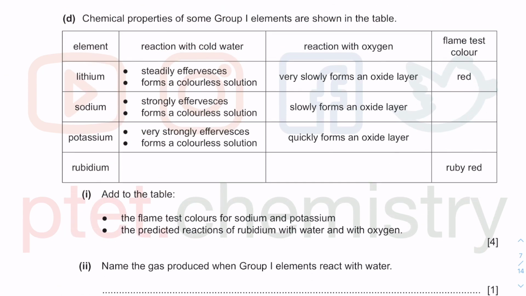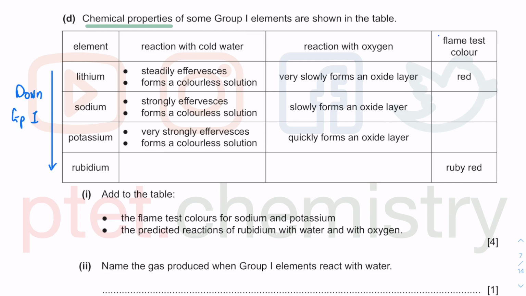Now part D, chemical properties. Just now was about physical properties. This is about chemical properties of some group 1 elements. We know that this is lithium, sodium, potassium, rubidium. So this is down the alkali metals, so down group 1. These are Roman numerals as stated in the periodic table, as also given in the real exam.